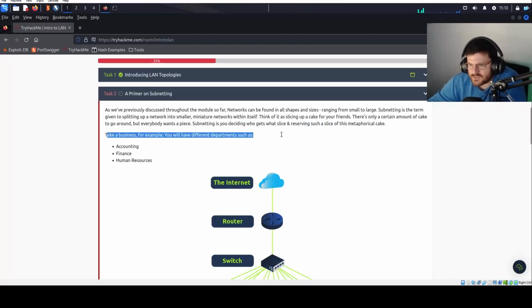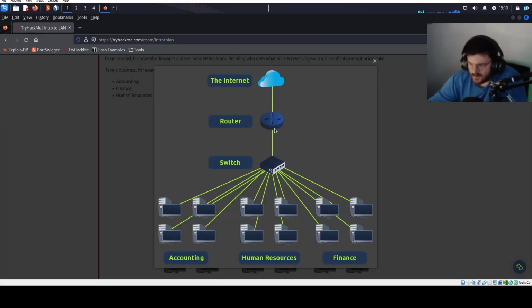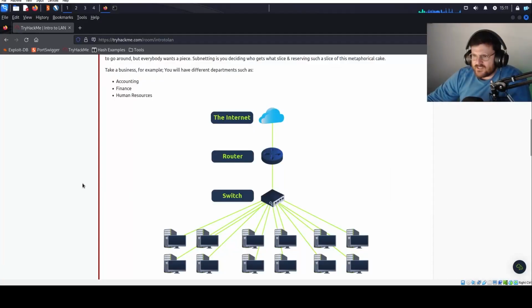Take a business, for example. You will have different departments such as accounting, finance, and human resources. One subnet, second subnet, and the third subnet, which is connected to a switch connected to a router, and the router going to the internet. But today, a switch and a router are basically in one device. All right.